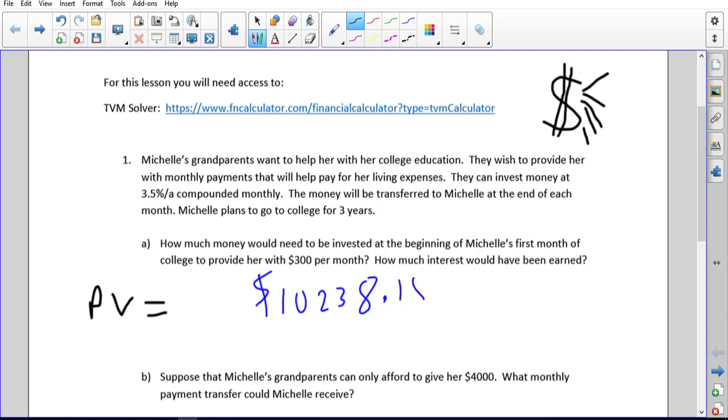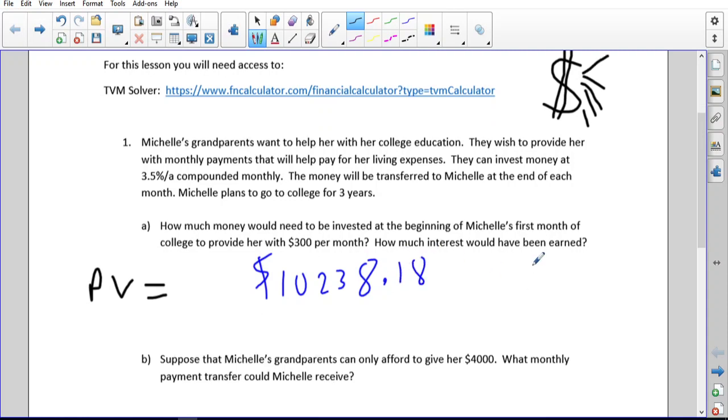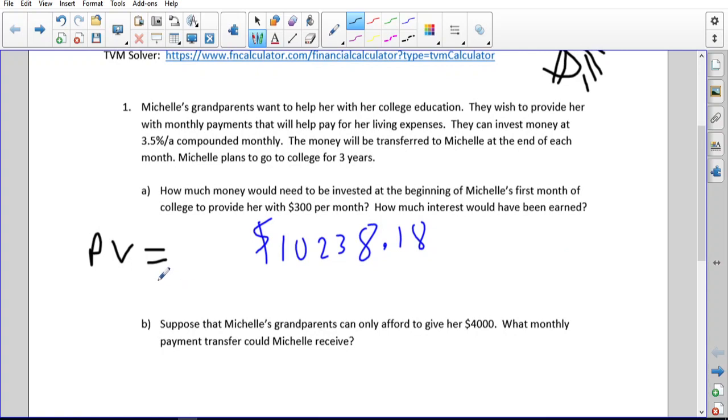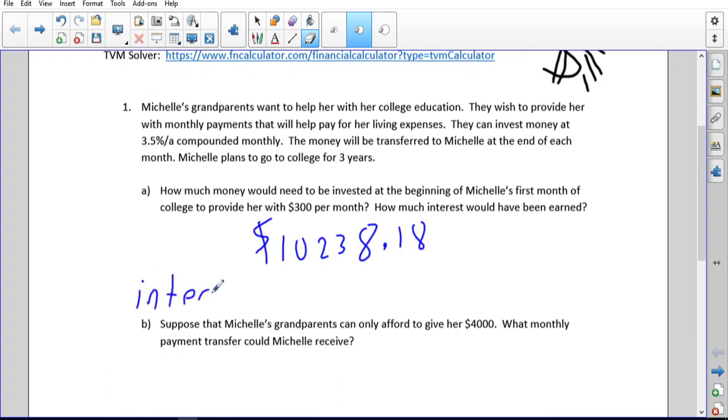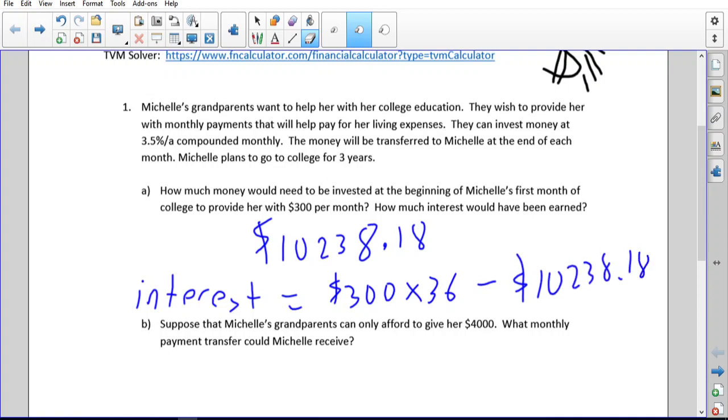$10,238.18. Okay. Now, as for the interest that's earned, the interest would be equal to the amount of money she collects, which is $300, 36 times. That's going to be more than $10,000, and the reason it's more is because the money collected interest. So subtract that to give you the total interest earned. Sorry, this has turned into a bit of a mess. But you should get $561.82 in interest. So by investing the money, it's like her grandparents saved over $500.